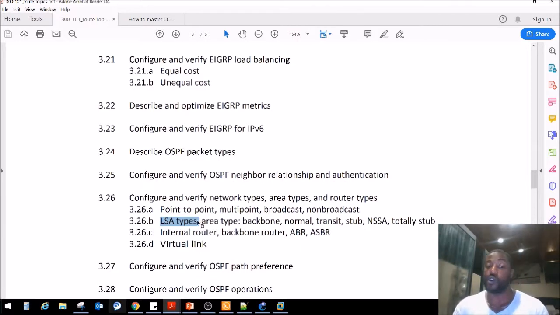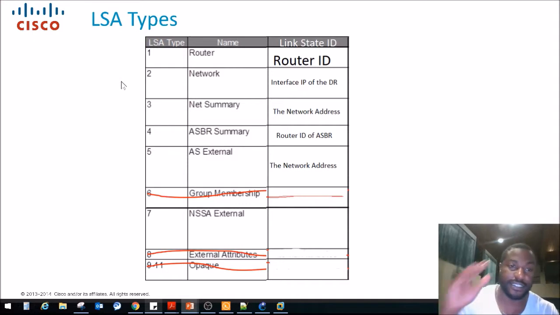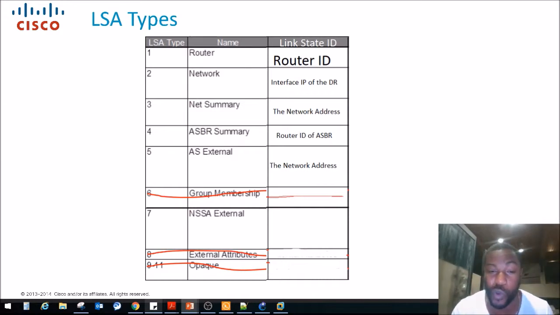Now, there's several LSA types. Let's take a look at this slide here. There are about 11 LSA types. However, for the CCNP ROUTE exam, we need to cover only 6 types. As you can see, I've put strike-throughs for the ones that are not applicable.